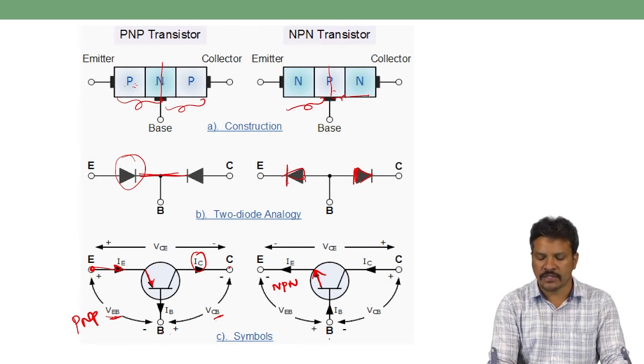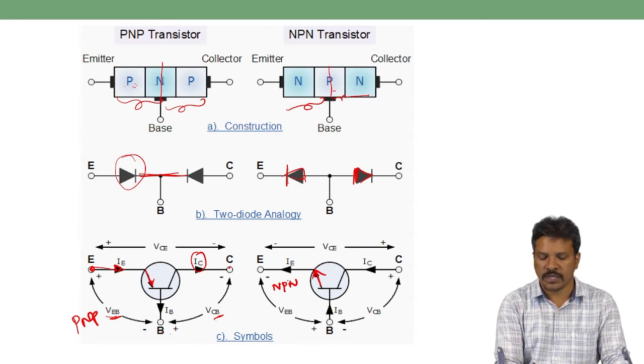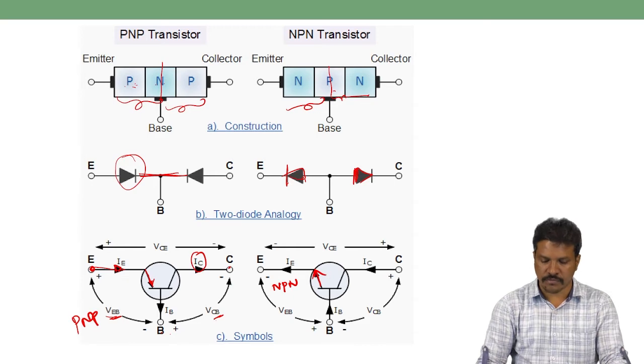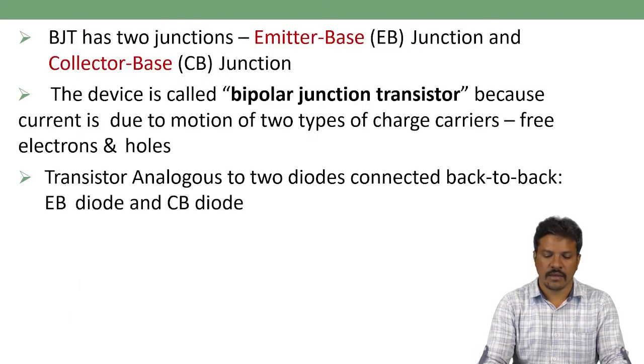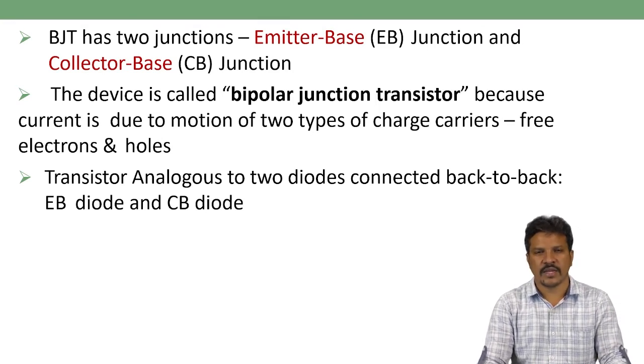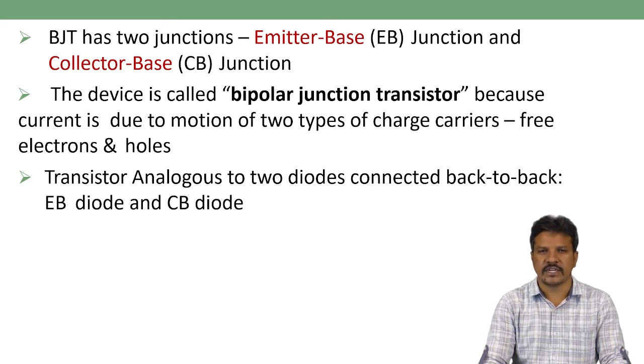Similarly for the NPN transistor also, there are emitter, collector and base currents and three voltages between the three terminals. So BJT has two junctions. One is the emitter base junction and the second one is the collector base junction. So finally we can simply say that BJT is a three-terminal two-junction electronic device.